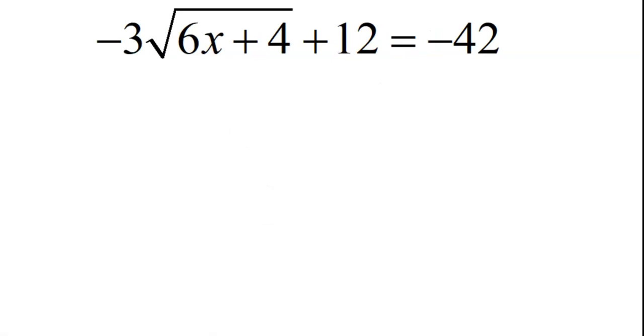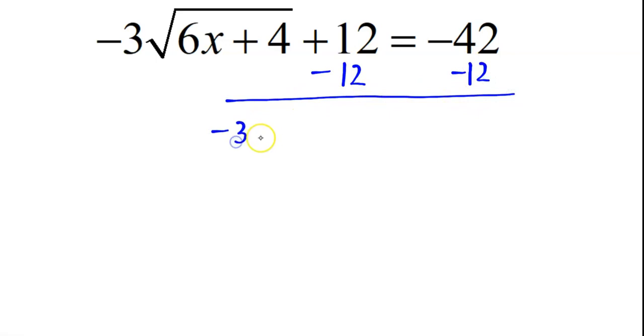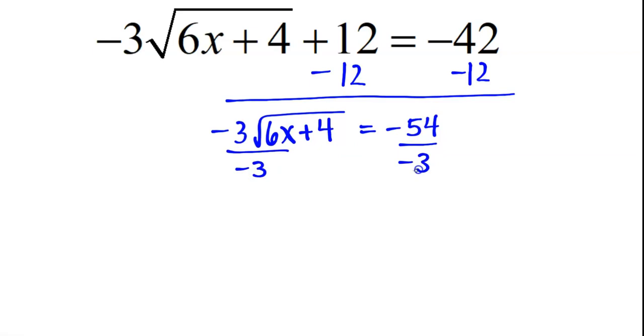In this one, we just have to do a little work first to get the radical by itself. And I'm going to do that by first subtracting 12. And then dividing by 3. Once I do this, then I will have the radical all alone. The square root of 6x plus 4 is equal to 18. Now that I have the radical isolated, I can square both sides, and that gets rid of the square root.